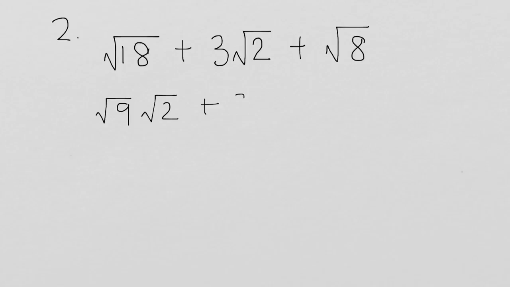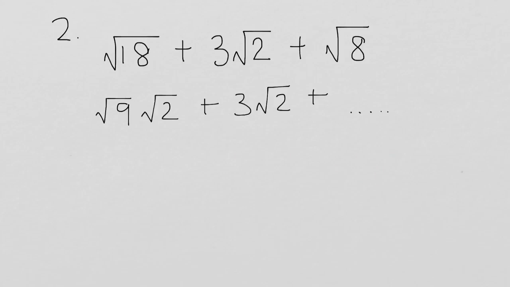We can use that. So root 9 times root 2 plus 3 root 2, there's nothing else we can do with that, plus, and then you need to again think of a factor of 8 that is a square number and write it out just like we did the first one. Once you've done that, you can then simplify. So the square root of 9 is, and write that down, times root 2, that's not going to change, that's going to stay the same, plus 3 root 2, plus whatever you simplify root 8 to be.